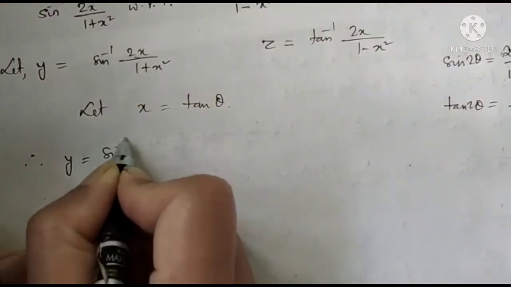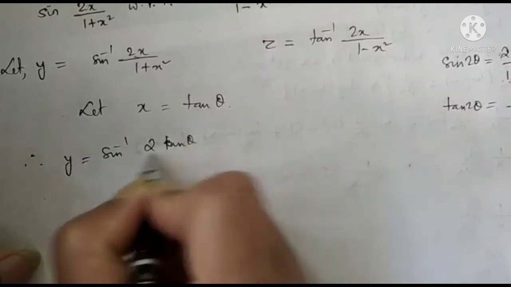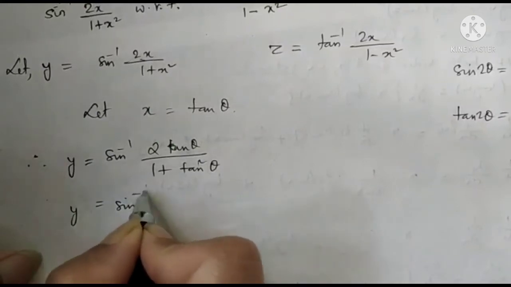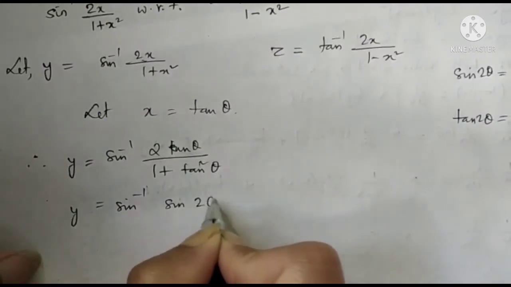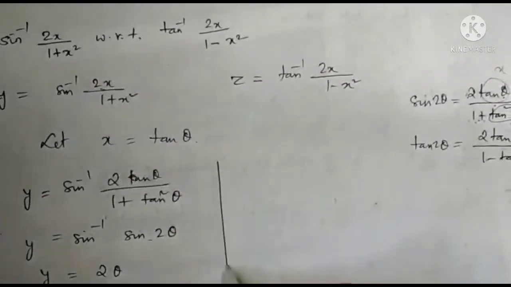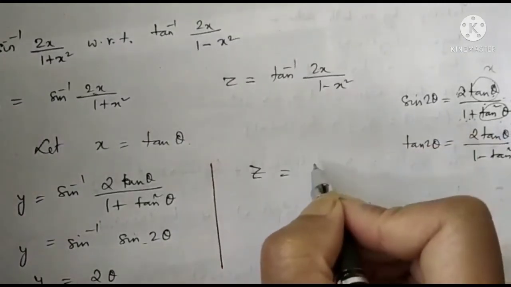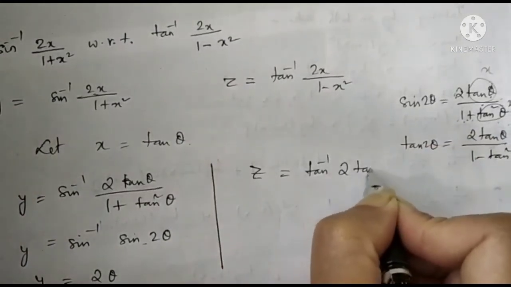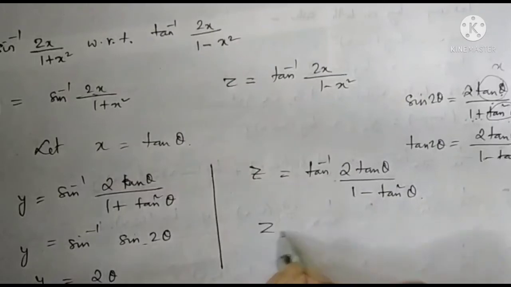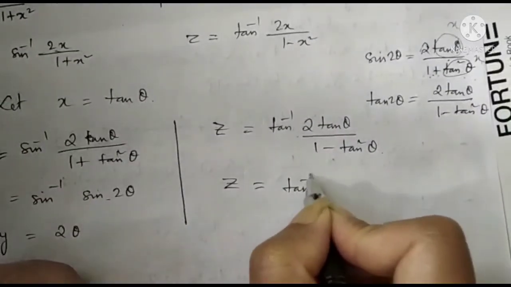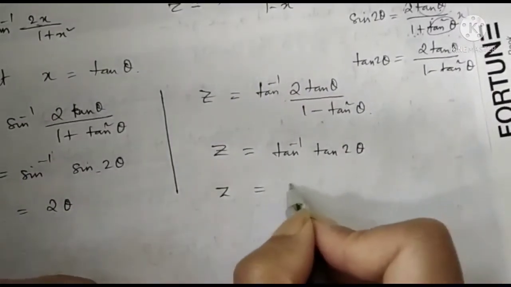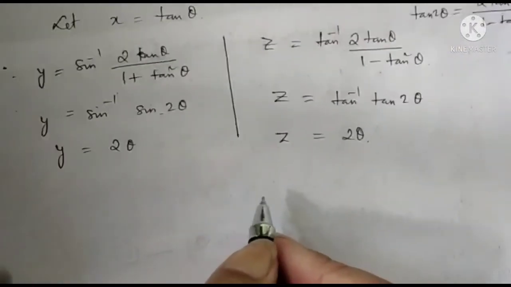Got that? So as soon as I write x equal to tan theta, this whole thing becomes y equals sine inverse 2 tan theta by 1 plus tan square theta, which will be equal to sine inverse sine 2 theta, and sine inverse and sine go away and you have y equal to 2 theta. Immediately this side also it becomes z equals tan inverse 2 tan theta upon 1 minus tan square theta. So this will be z equals tan inverse of tan 2 theta. Tan inverse and tan go away, you have 2 theta. Now it is simplified, correct?